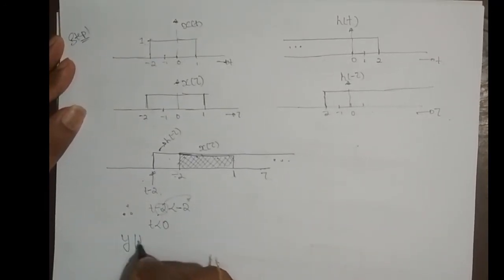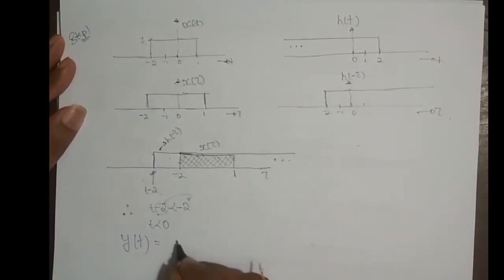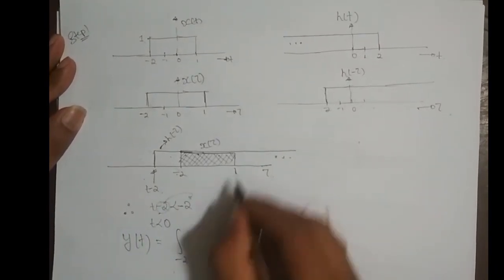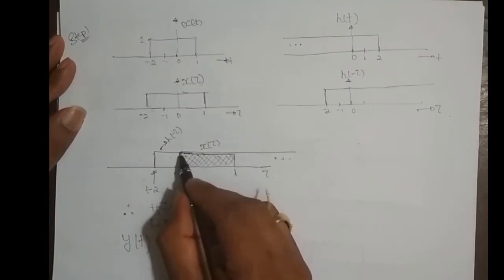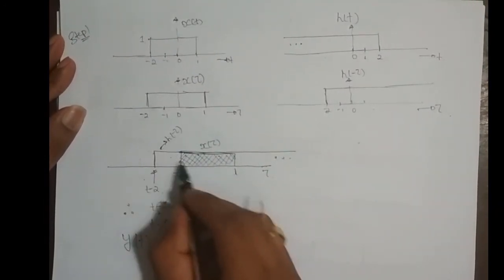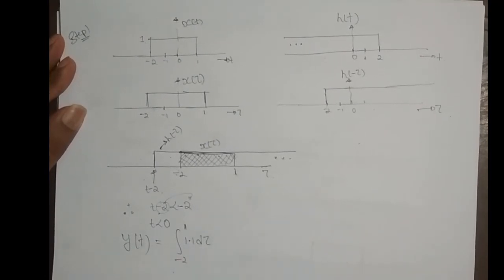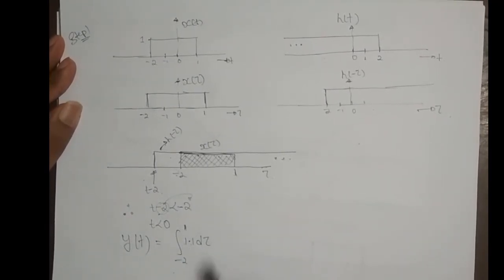Y of t is nothing but integrating from where the overlap region starts, minus 2, to where the overlap region ends, 1. What is the amplitude of the first x of tau? It is 1. What is the amplitude of h of t minus tau? It is also 1. So 1 times 1 d tau, so x of tau, h of t minus tau d tau.